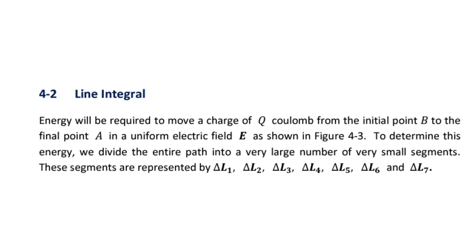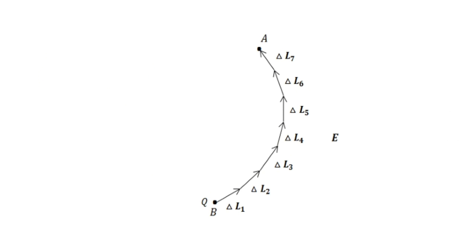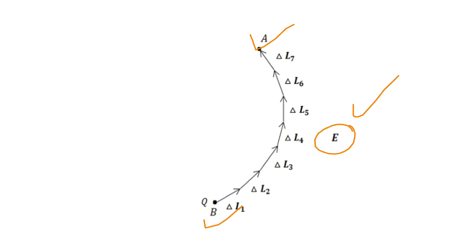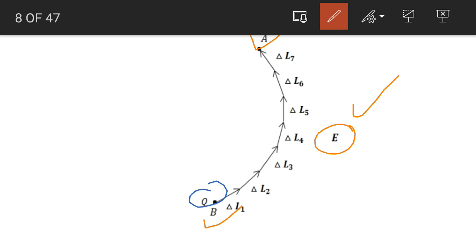Line integral. Let us talk about line integral. We consider two points B and A, and these two points are located in a uniform electric field which is represented by E. We move a charge of q coulomb from the initial position B to the final position A along the given path. You guys can see the path. It might be a zigzag path, by the way.